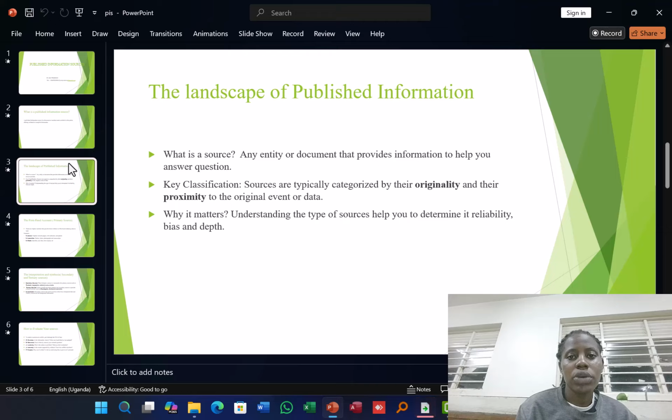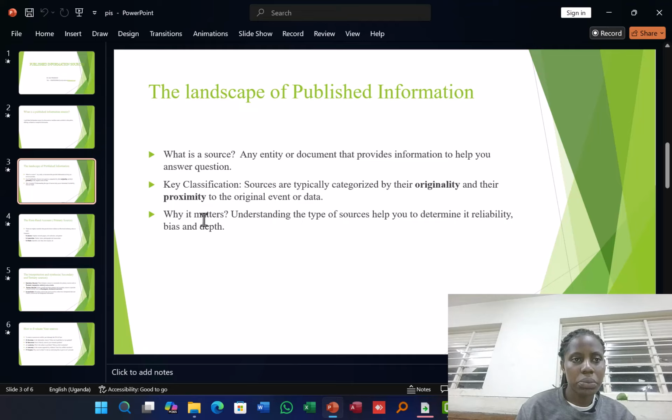So we have the landscape of published information. What is a source? A source is an entity or document that provides information to help you answer questions. The key classifications we have: sources are typically categorized by their originality and their proximity to the original event or data.